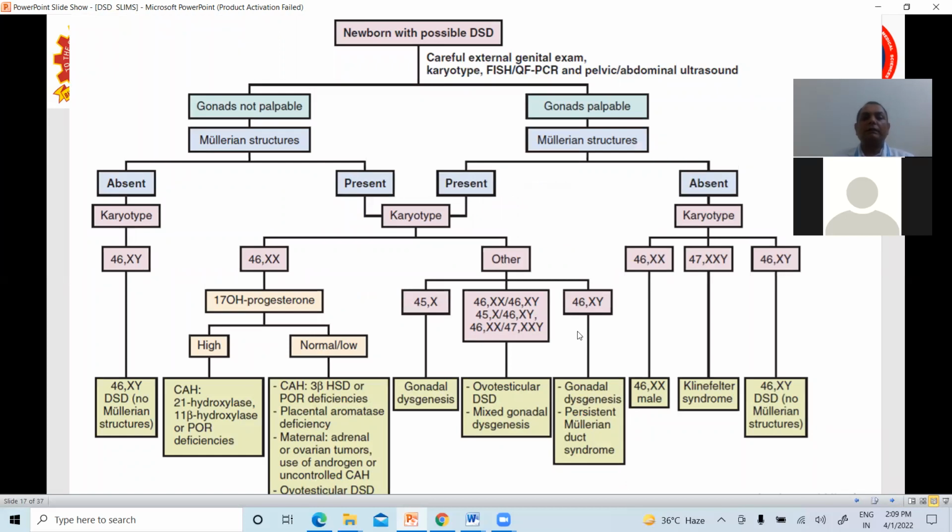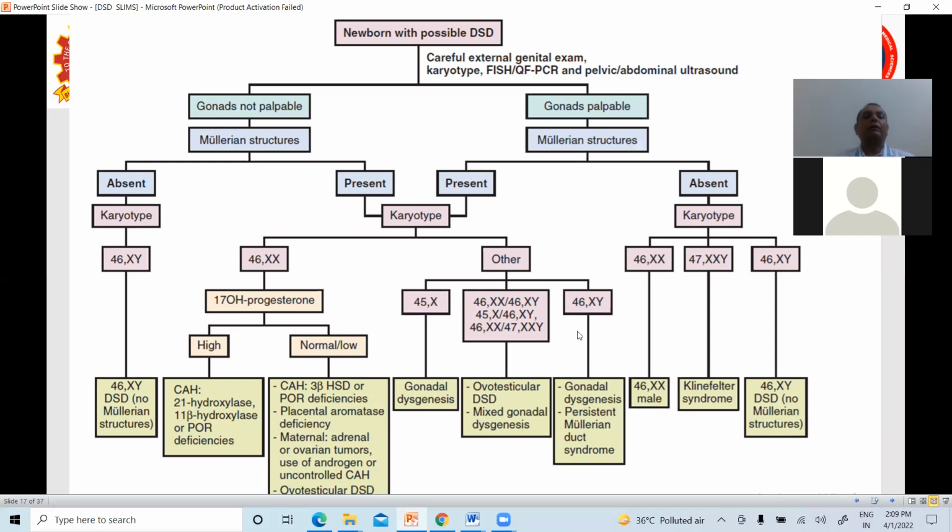This slide gives you the approach to proceeding with a baby with DSD. A newborn with possible DSD, you have to examine carefully. Do a genital examination. If you are suspecting, you can go for karyotype, FISH, or PCR, and a pelvic abdominal exam. Everything depends upon whether gonads are palpable or not. So again, gonads not palpable.